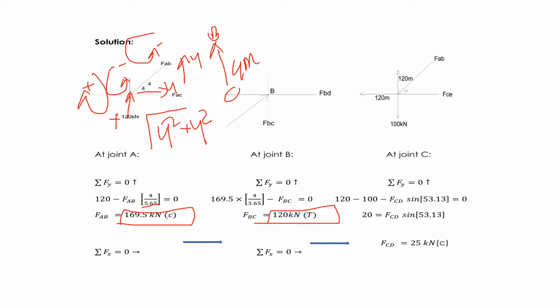And at joint C, we are going to find FCD for the final requirement. So we compute summation of Fy equal to 0. Counterclockwise, positive going upward direction. So 120 minus 100 going down, negative FCD. CD should be going downwards as sign convention. So we computed FCD equal to 25 kilonewton, compressive.